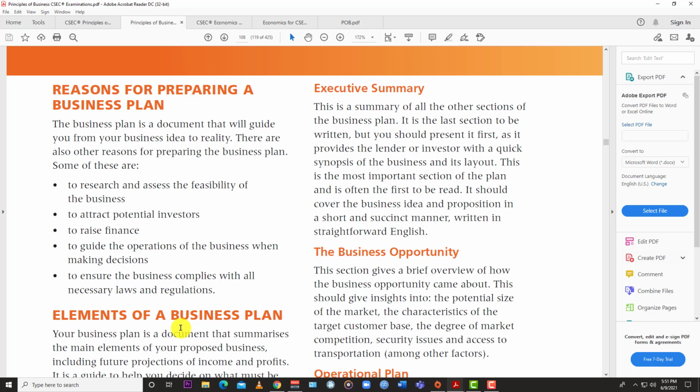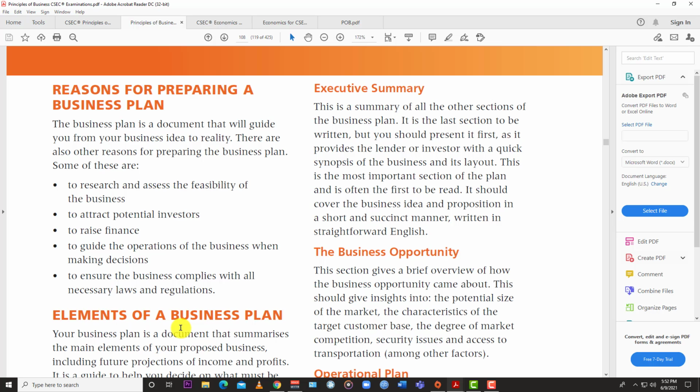So that's the next way in which it can be used. And of course, it is used to attract investors, potential investors. So you have to present your business plan. That's one of the biggest reasons you have a business plan, because the bank wants to see a business plan. Anybody you want to get money from, they want to see a business plan. And so the plan is used to obtain finance, to raise finance and attract potential investors.